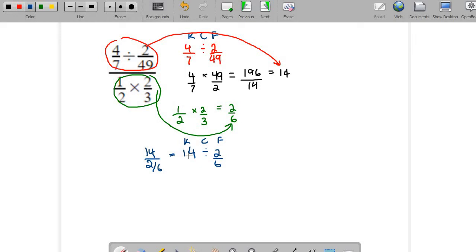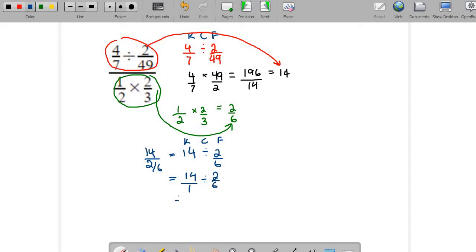Alright, how can we get 14 to be a fraction so we can end up dividing fractions? When you want a whole number to be a fraction, you're just going to write it over 1. Okay, so we're going to end up with 14 divided by 2/6. Then we're going to use the keep, change, flip rule.